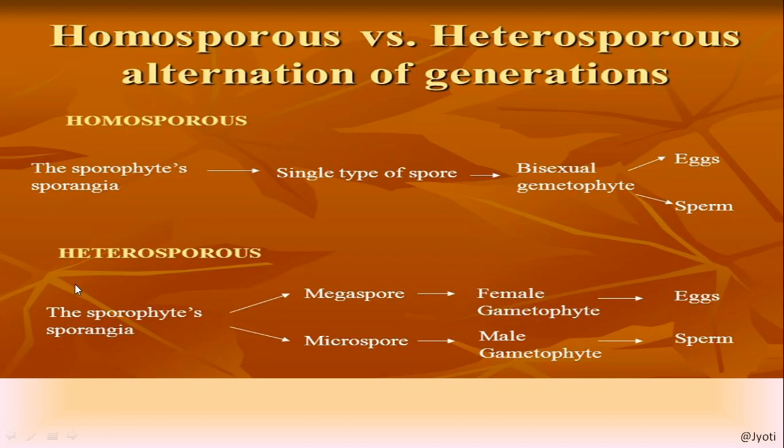In contrary, the heterosporous sporophyte contains two types of sporangia. One is macrosporangia, other is microsporangia, or you can say megasporangia and microsporangia. The megasporangia or macrosporangia produces the macrospore or megaspore, which develops into female gametophyte, and the female gametophyte can produce the eggs only. The microspores can develop into male gametophyte and can produce the sperms only.